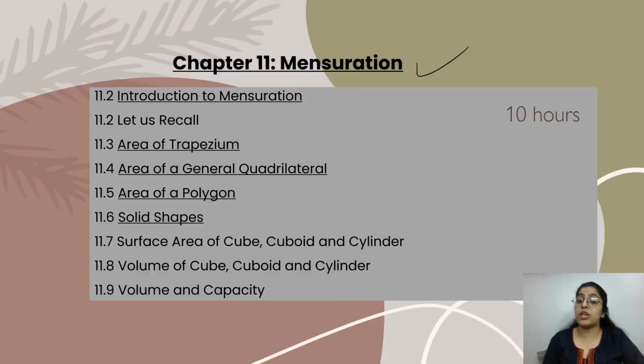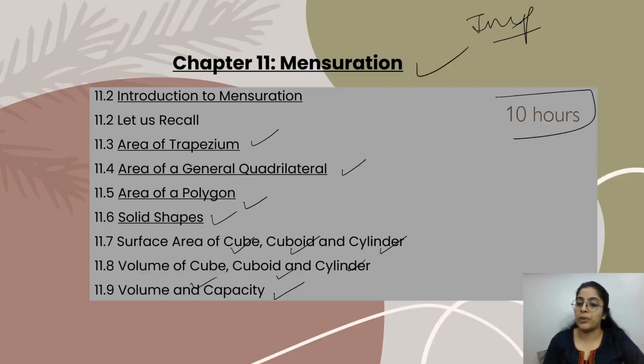If I'm talking about mensuration, it is one of the most important and interesting chapters, you can say. Here we're going to learn about the surface area of cube, cuboid, cylinder, and we will learn about the volume of those shapes also. So area of trapezium, general quadrilateral, polygon, solid shapes, capacity, and volume. What are these things? That's why I'm taking the maximum time over here, which is 10 hours. And this would be the better one, right? We're going to learn about a lot of things in this particular chapter, and it is a very important chapter.